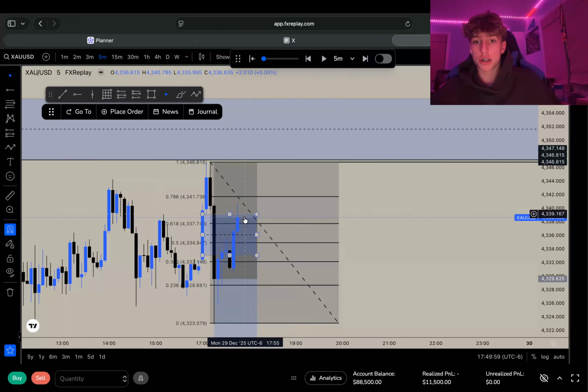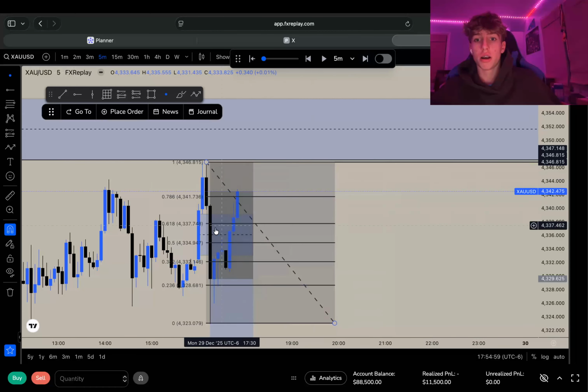So we close, we edge it, we don't close above this, and then the next 5 minute candle we close here, inversing this gap, and then inversing or just denying the 78% mark.